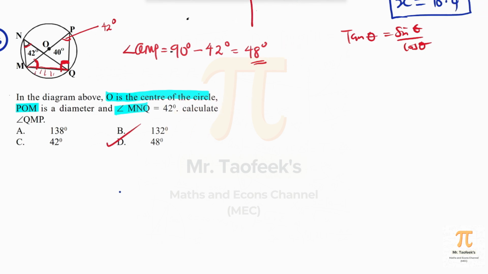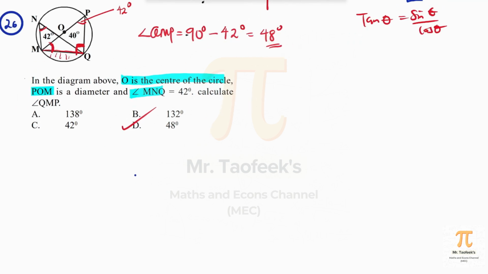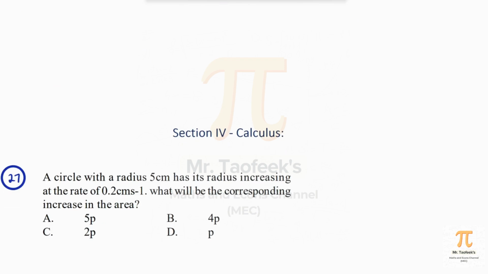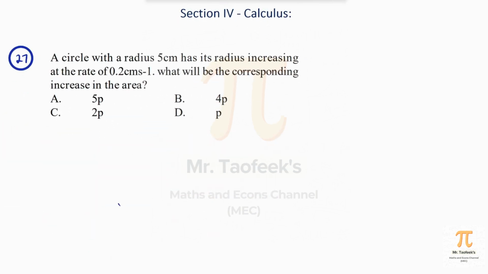Wow, that's actually very straight to the point, easy. Okay, so that's question 26. Without wasting time, let's go on to calculus. Woo, my favorite. Now, calculus. A circle with radius 5 centimeter has its radius increasing at the rate of 0.2 centimeter per second. What is the corresponding increase in the area?